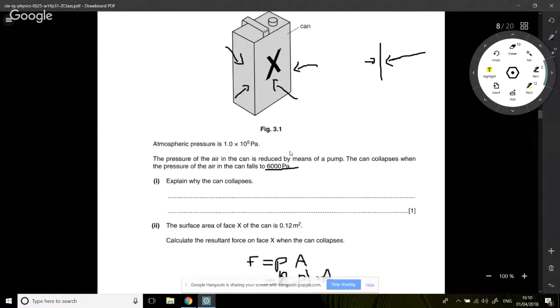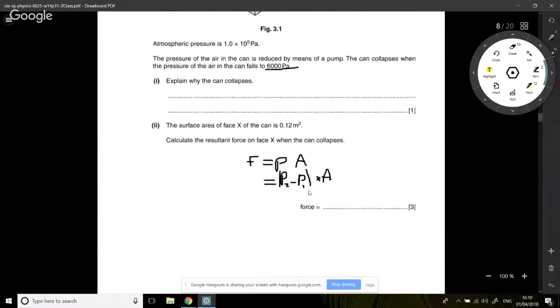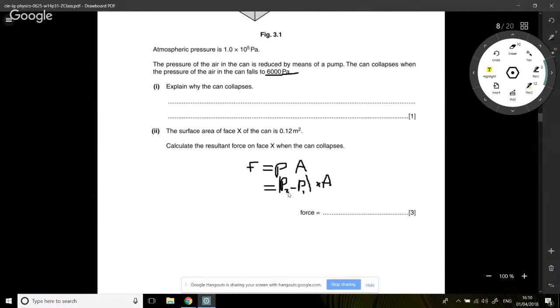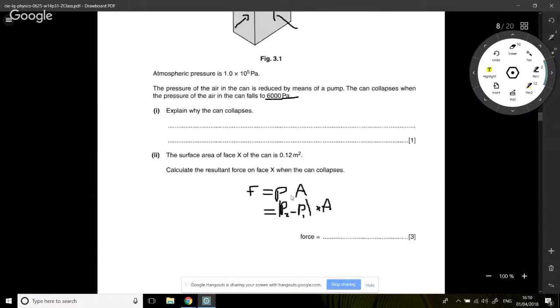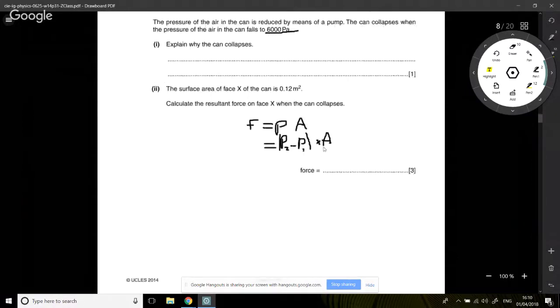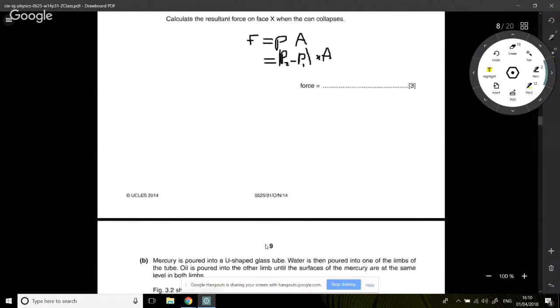Then they ask you to calculate that net resultant force, and we know that it's pressure times area. We just need the difference in the pressures in this case, times the area, and we should get the net resultant force that crushes the can.